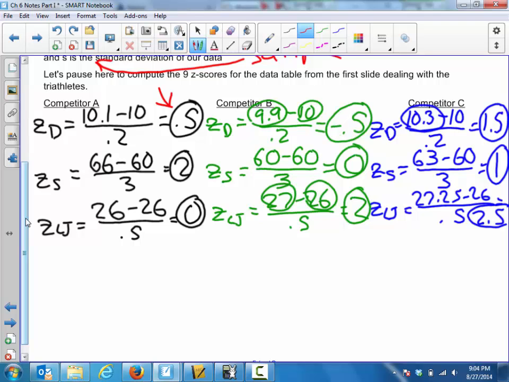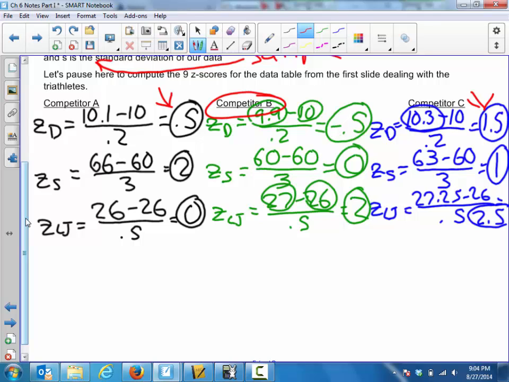In competitor B, we already talked about doing that. Their dash time was below the average. They had a negative z-score. Their shot put distance was perfectly average, and then they had a really good long jump, which was 2 standard deviations beyond the mean. So that's 2 standard deviations better than how the average performer was. So that's good. Competitor B might be the all-around best choice for winner here.